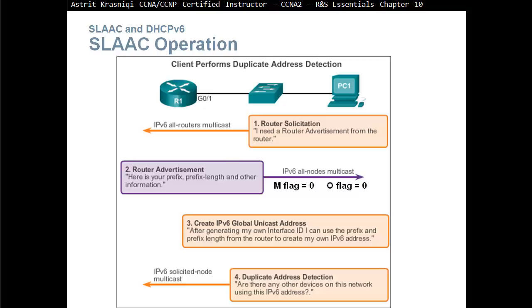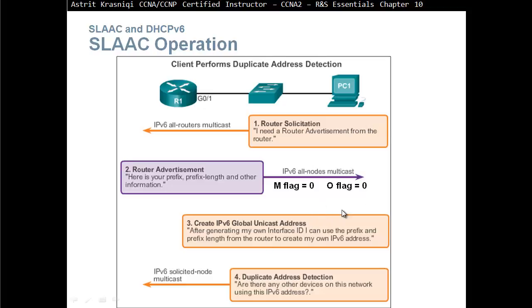So the first 64 bits will come from the router as the network address, and the last 64 bits the PC will have to assign itself. Some devices will use the MAC address, EUI-64: they take the MAC address and insert FFFE in the middle, and the 7th bit is flipped. Some devices, like Windows, will just choose random 64 bits.